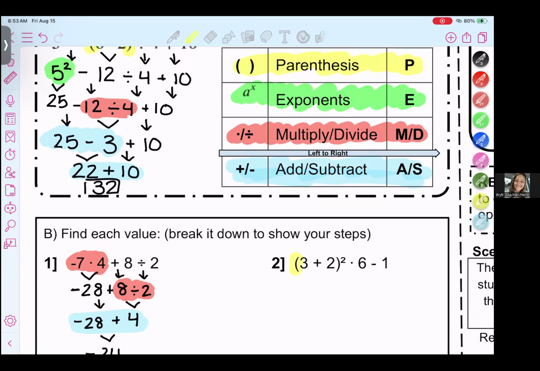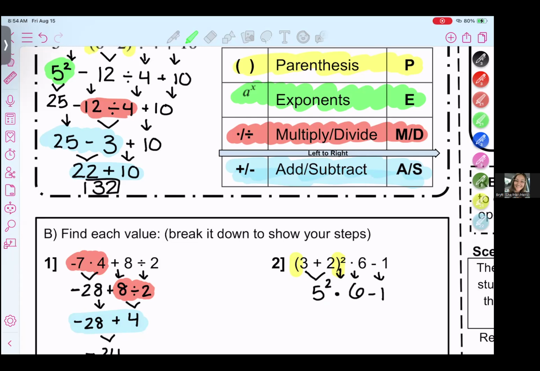All right, in number 2, if I start with my PEMDAS on my P, do I see parentheses? I do, right? So I'm going to start with those parentheses. Inside of them is a 3 plus 2. So that gives me 5. And we have a little exponent on those parentheses, so I'm going to keep that there, right? Because everything needs to drop down the way that it's written. So we're going to keep that exponent, multiply by 6, bring it down, and minus 1.